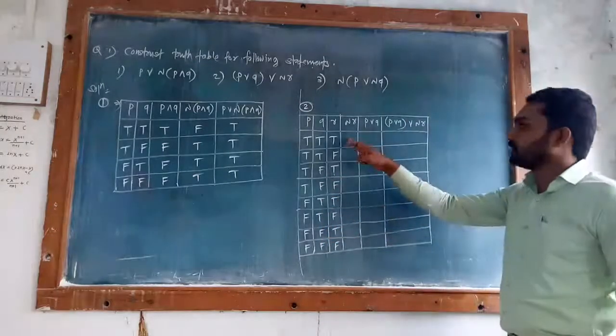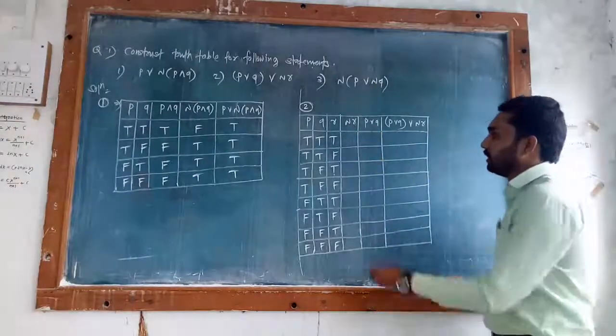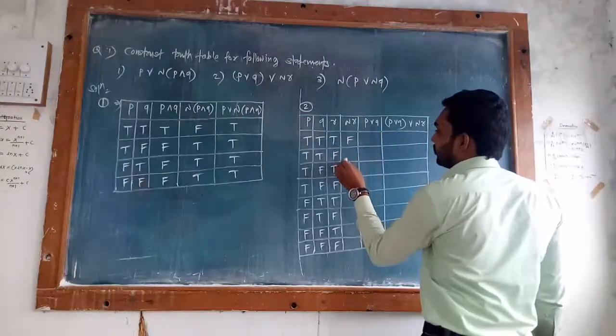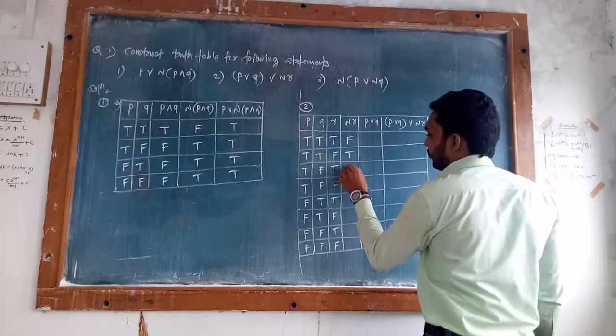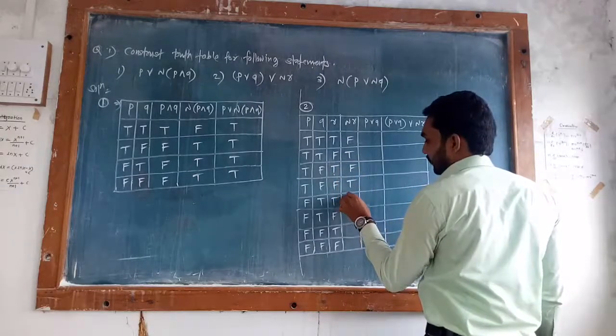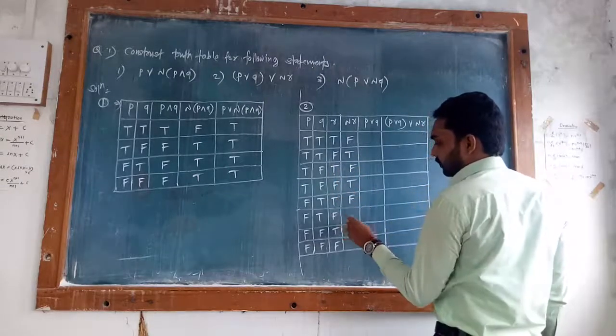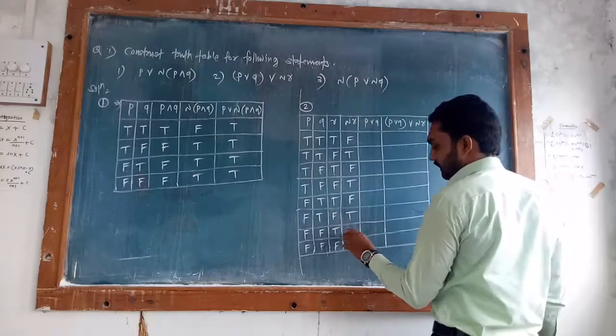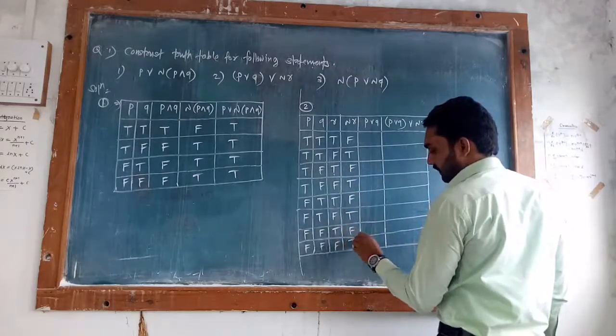Okay. Next column for negation R: take the negation of those values. Negation of T becomes F, negation of F becomes T, negation of T is F, negation of F is T, negation of T is F, negation of F is again T, negation of T is F, negation of F is again T.